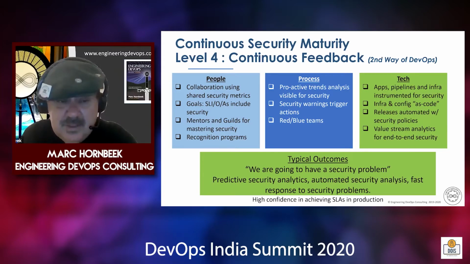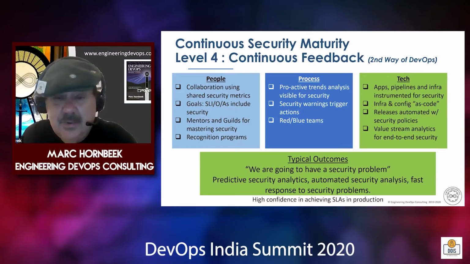There are goals in place. So things like service level indicators, objectives, and agreements, to use terminology from site reliability engineering, but there are metrics in place that really are targeted for security that can be used to gate a release. Mentors and guilds are in place for mastering security. There are recognition programs that include security concerns.